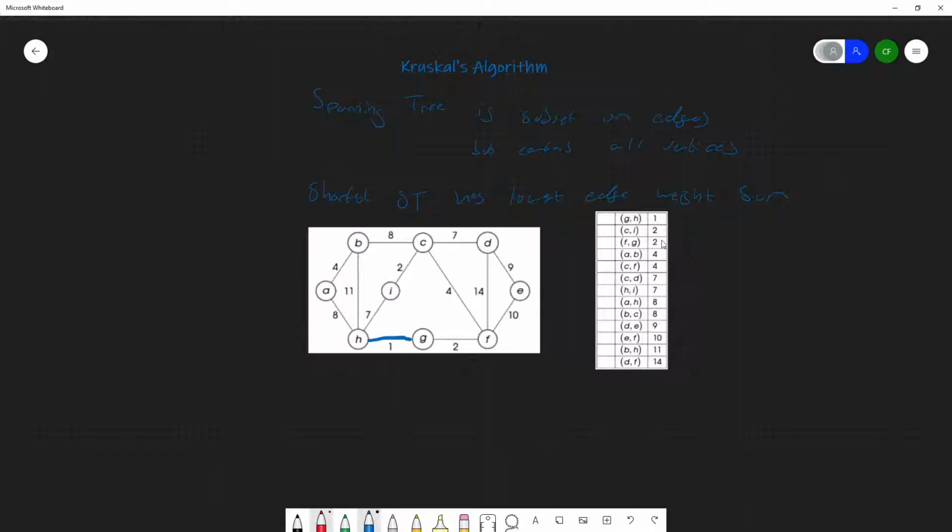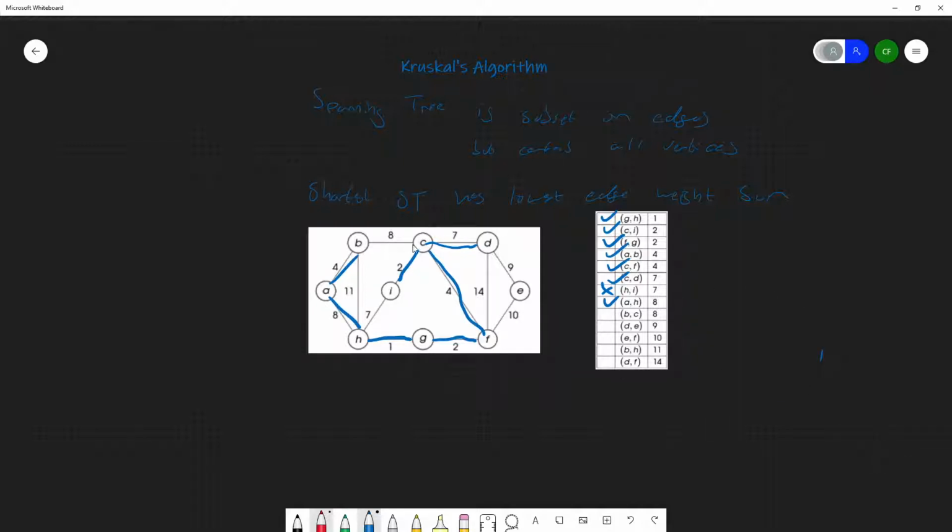That edge stays. 2, C to I. This is here. We'll keep that. F to G. I'll put a tick to keep track of what we've done. F to G is here. We'll keep that. A to B is here. We'll keep that. C to F is here. We'll keep that. C to D, this one, we'll keep that. H to I is here. Now if we keep this one, we've now made a cycle. This is not a valid tree, therefore we cannot keep HI. We will not keep HI. A to H, that doesn't make a cycle, we're good.